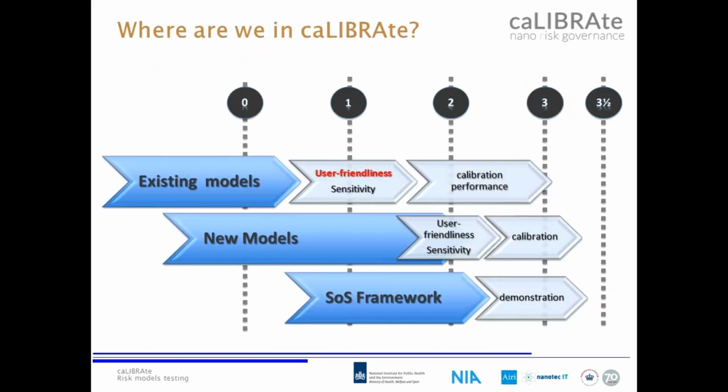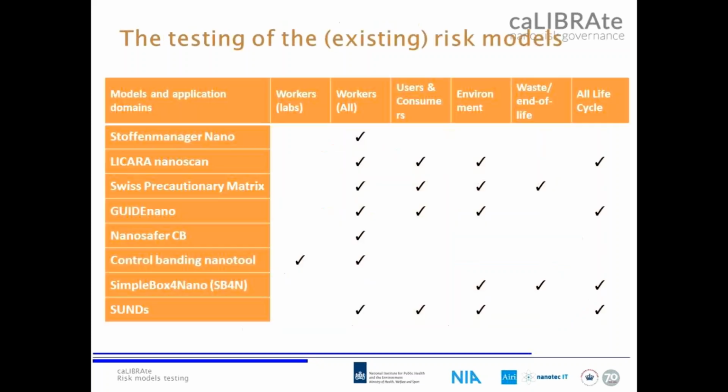Where are we in caLIBRAte? We are now just after the midpoint of the project. We are testing our models in terms of user testing, so the usability and efficacy of the models. We are also doing sensitivity analysis on all the models, and we are developing new models as well. The next phase will be about integrating all the models together in the system of systems, calibrating and validating the performance of the systems, and helping the user to navigate through all the systems throughout the research and innovation value chain.